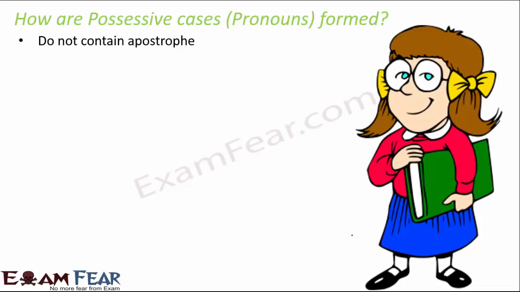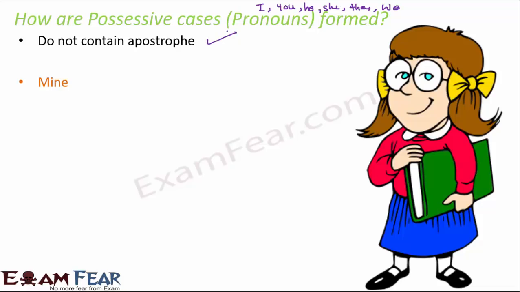Now there are a few properties associated with possessive pronouns, like they do not contain an apostrophe. So there is no concept of apostrophe. So what are the pronouns? Like I, you, he, she, they, we. So these are the pronouns. Now if I have to say something that belongs to me, I would not say I's or you's or he's. So that is not there. So they do not contain an apostrophe at all.